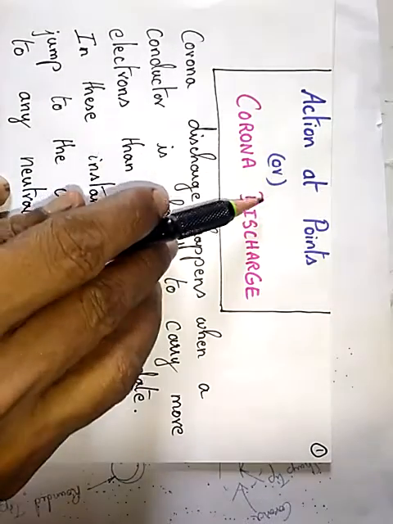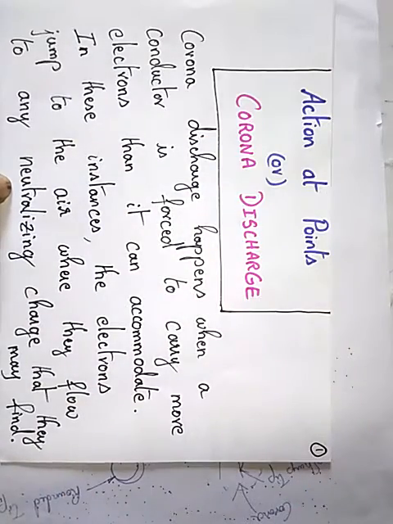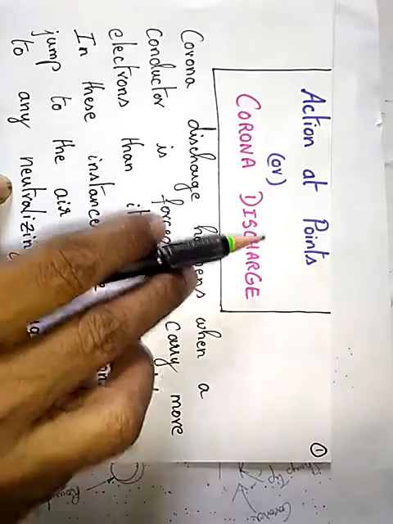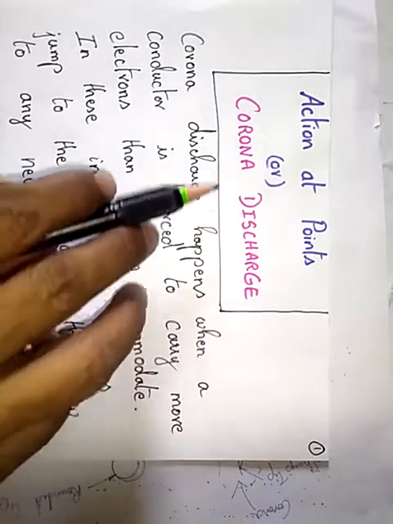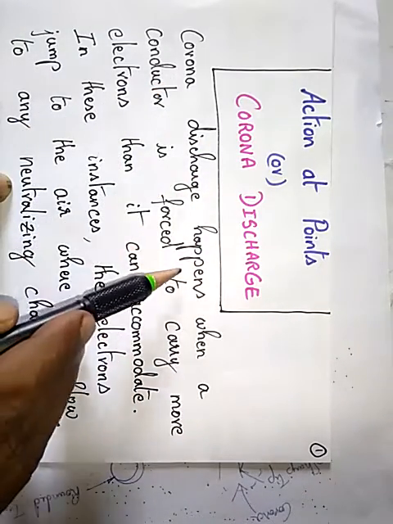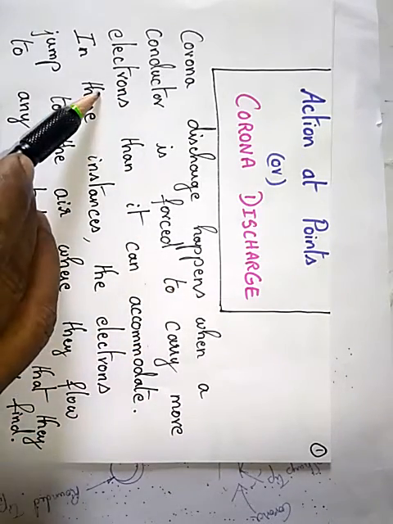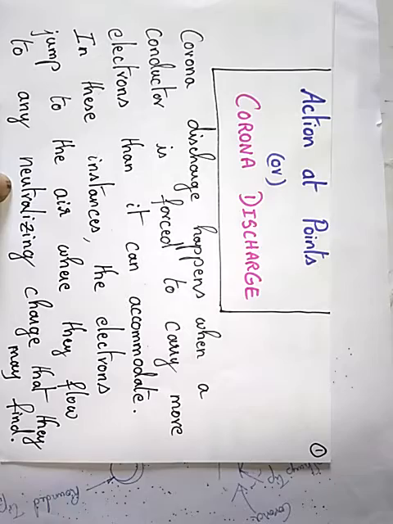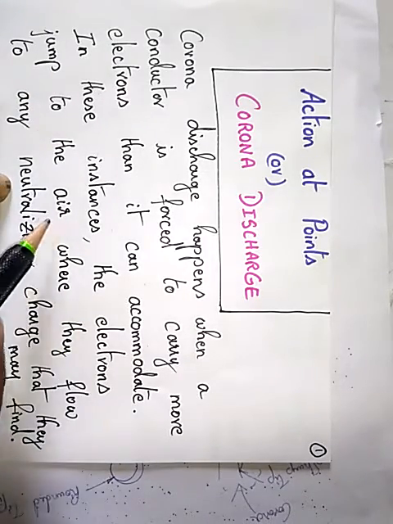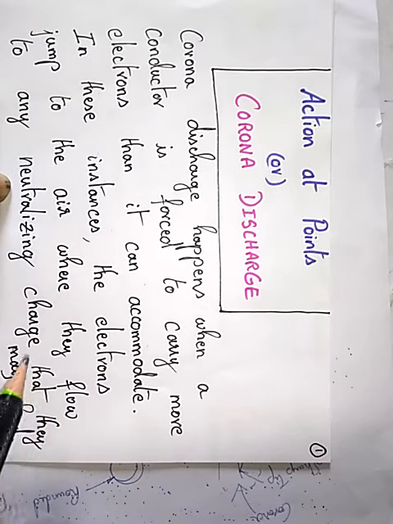So today's topic is action at points or corona discharge. This is due to electrostatic discharge. So we will see what is corona discharge. Corona discharge happens when a conductor is forced to carry more electrons than it can accommodate. In these instances, the electrons jump to the air where they flow to any neutralizing charge that they may find.